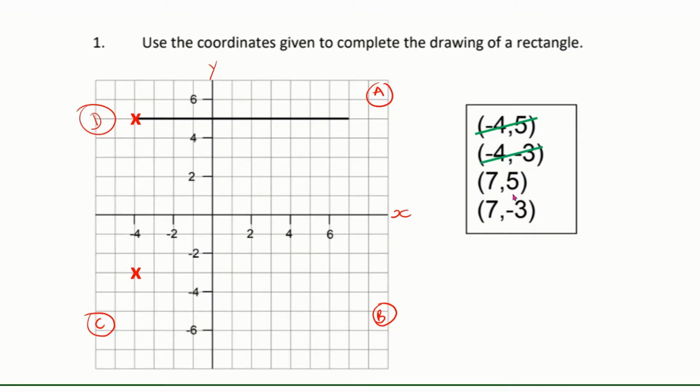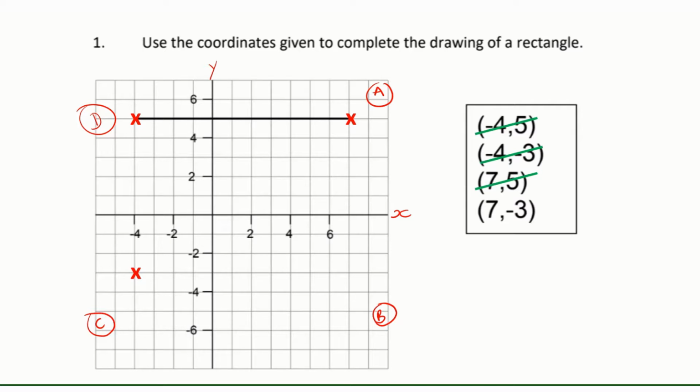Then I've got 7, 5. They are both positive numbers. Can you think where they're going to go? If I look at my x-axis, I've got all the positive numbers on the right-hand side. The y-axis, all the positive numbers are above 0, so that's going to be 7, 5 in quadrant A. I'm going to mark that with a cross.